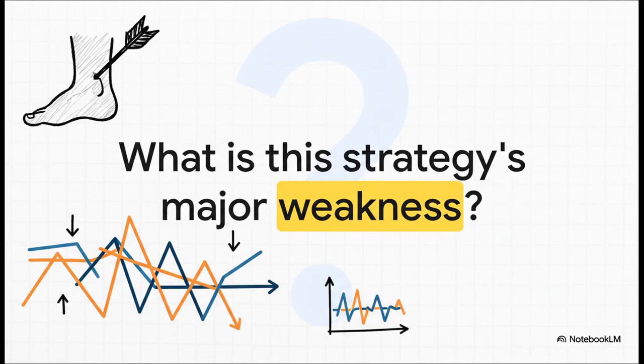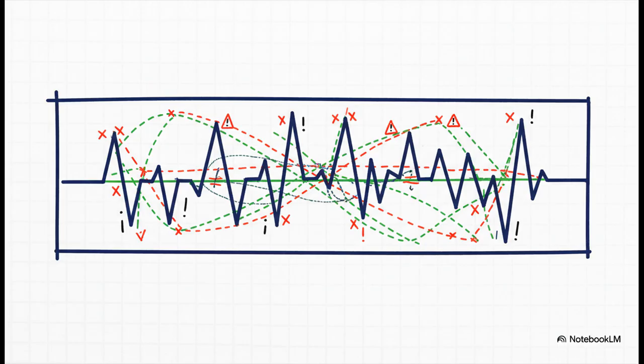Every system has an Achilles heel, a specific environment where it just doesn't work that well. So for a trend-following strategy like this one, what do you think that environment might be? You got it. It's a market that isn't trending at all. In a sideways or ranging market, the price is just kind of bouncing around between two levels. When that happens, the moving averages get all tangled up and they'll crisscross constantly, generating a storm of confusing false signals. This is exactly where you can get into trouble.